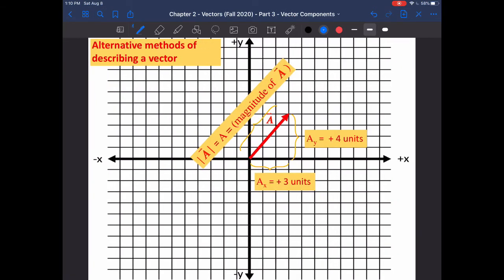Okay, so we now have multiple methods we could use to describe a vector. I could describe this vector as having 3 units along x and 4 units along y, but I could also talk about the magnitude of this vector, how long is the actual vector, and the angle it's at. Either of those methods is an okay way to describe this vector. In both ways, I'm communicating 2 pieces of information.